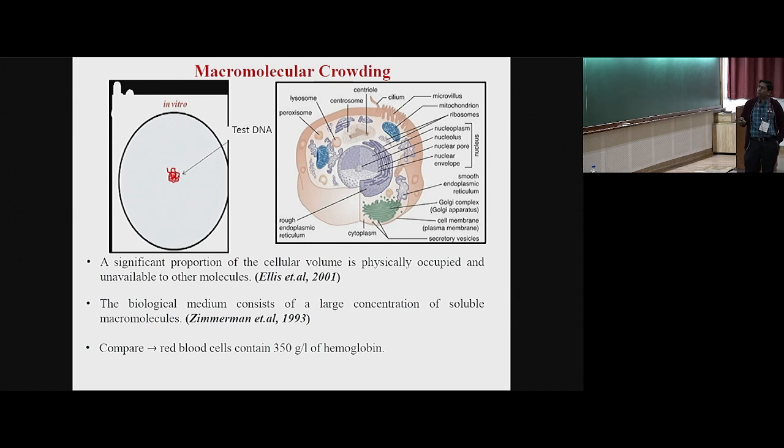So in vitro, how can you mimic that environment? Suppose you have a test DNA, and then you can place the crowders, which are very small, tiny in size. That also depends on the shape. You can use different shapes of crowder and different sizes of the crowder.